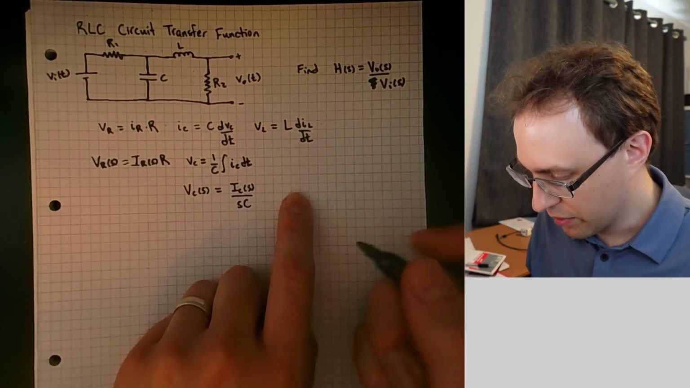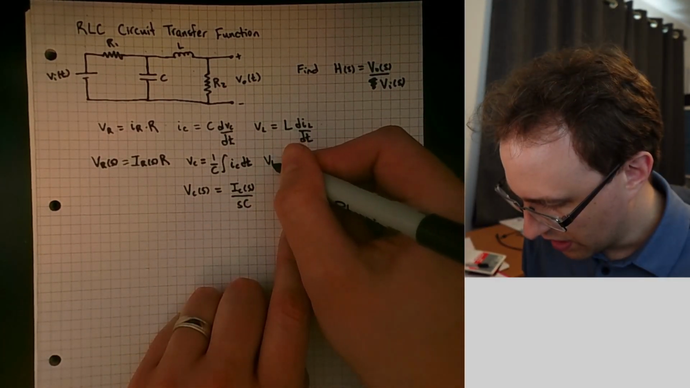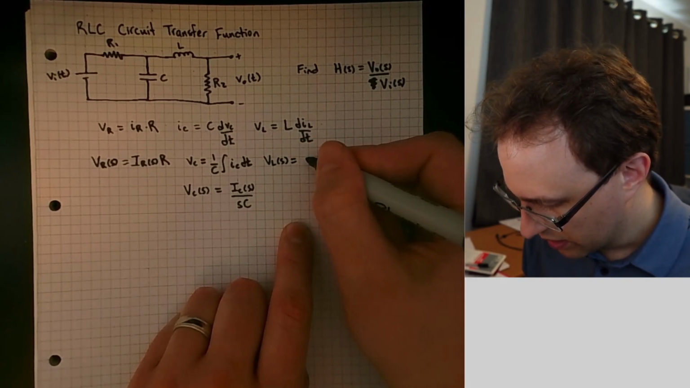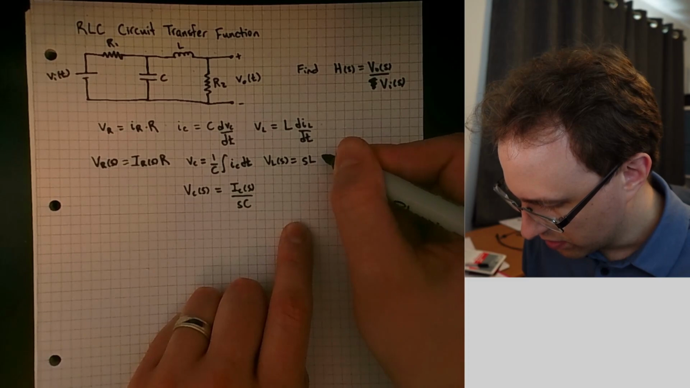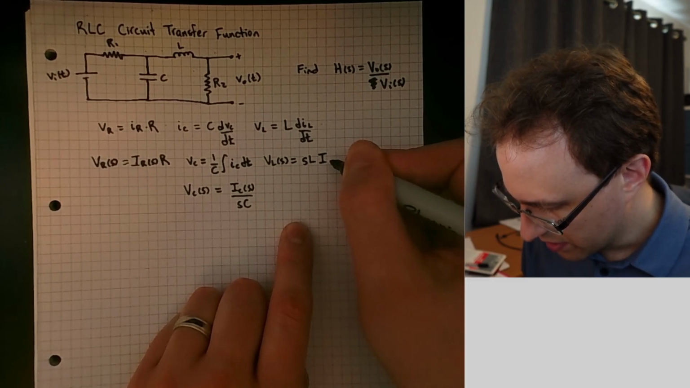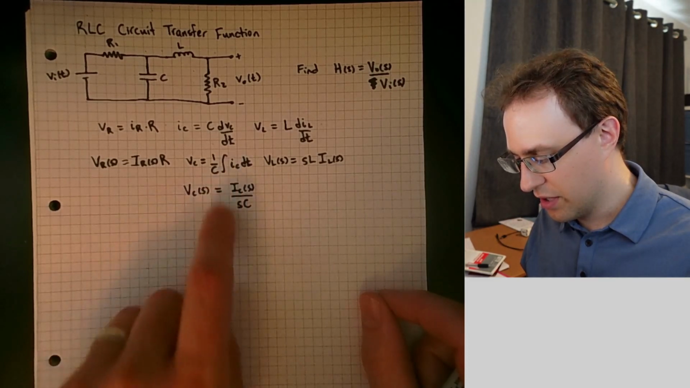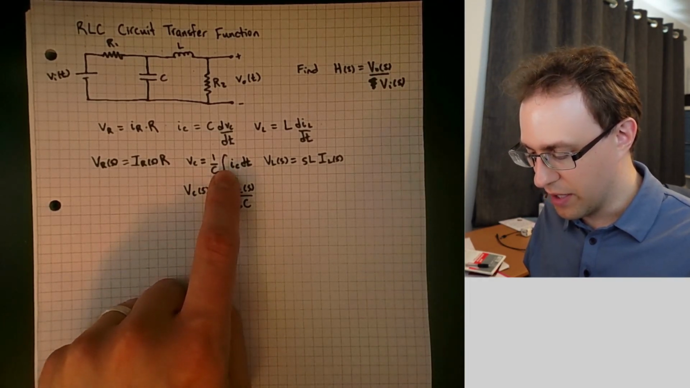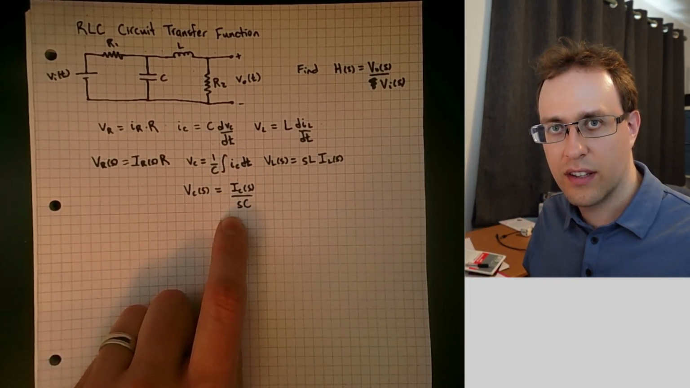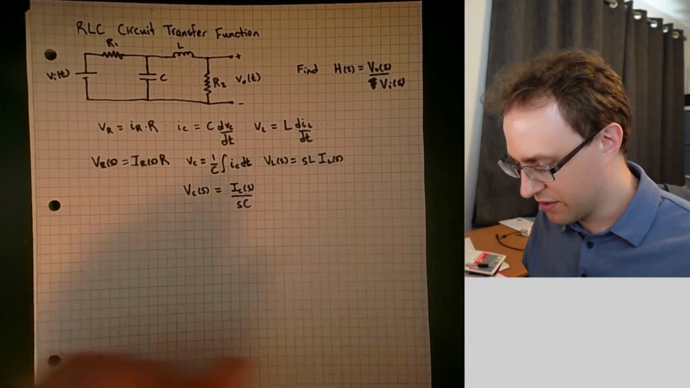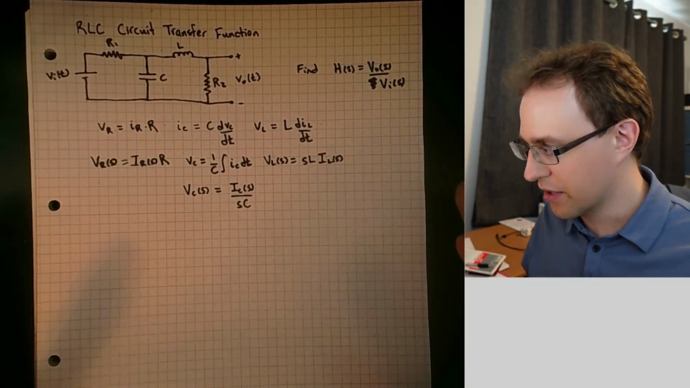And then finally for the inductor, we will get V_L of s is going to equal s times L times the current I_L of s. For this case, integration corresponds to dividing by s in the Laplace domain, and derivative corresponds to multiplying by s. Now we can go ahead to applying our circuit analysis.